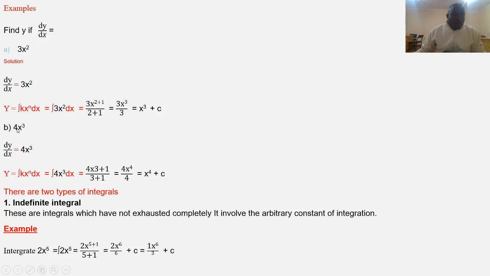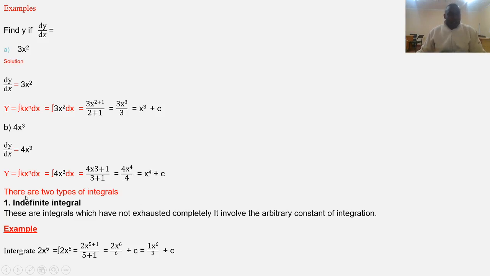Now, when you have dy over dx as 4x cubed, it will be the integration of 4x cubed with respect to x, which is equal to 4x power 3 plus 1 all over 3 plus 1. The new power is 3 plus 1. So it is 4x power 4 all over 4. 4 cancels, I remain with x power 4 plus c, plus a constant c.